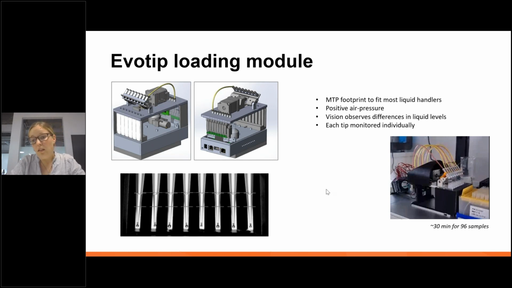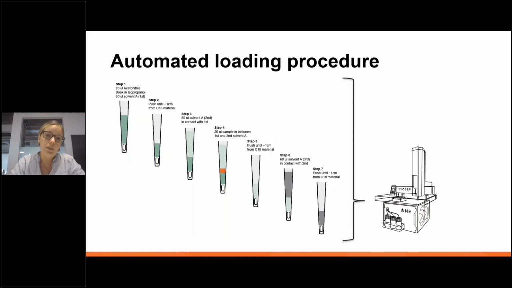And it takes at the moment around half an hour to load 96 samples. So the loading procedure with this loading device is a bit different, because as we all know, it's crucial that our Evotips don't run dry during the loading process and also after until analysis. So therefore we are using higher volumes. We are using 60 microliter of solvents.